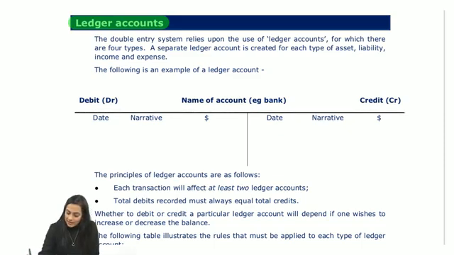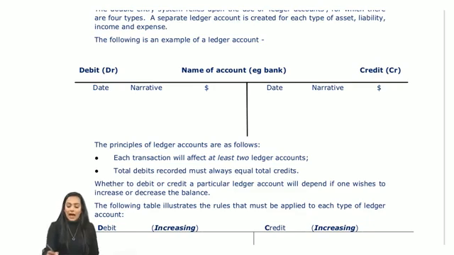So you can see here is an example of an account, the letter T. Now, we will have an account for each asset, each type of liability, each type of income, each type of expense, and one account for capital. So we will have many accounts, and in these accounts we have two sides. We have a debit side, which appears on the left, and a credit side, which appears on the right.